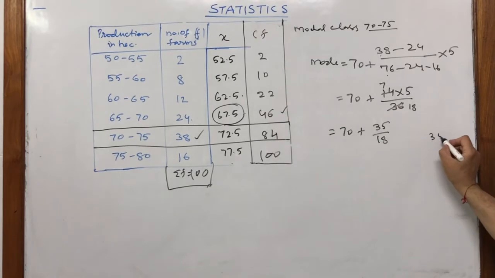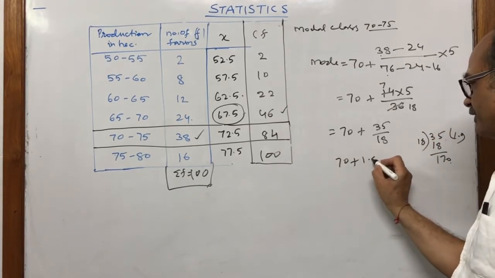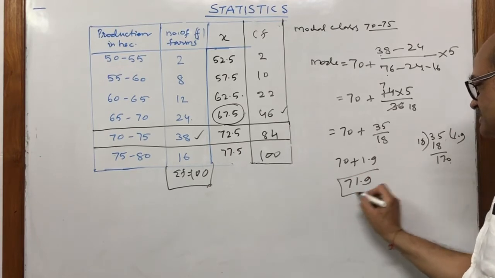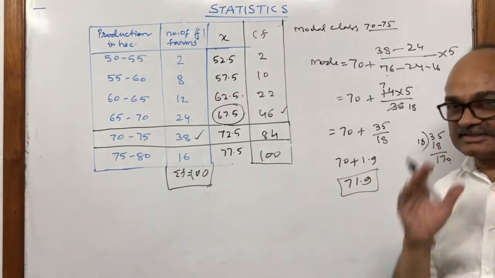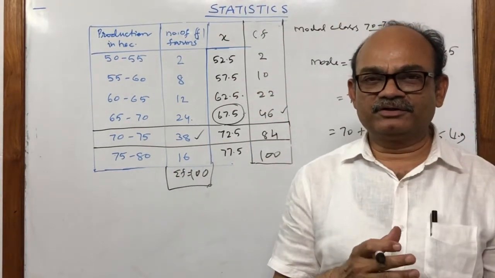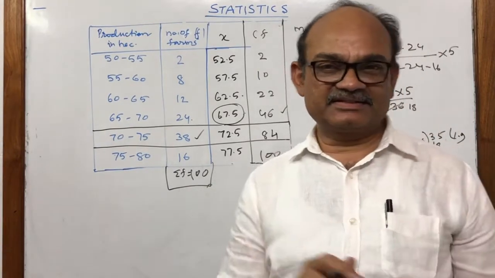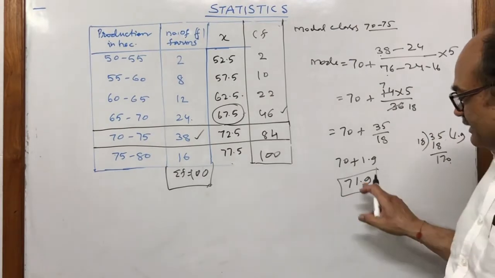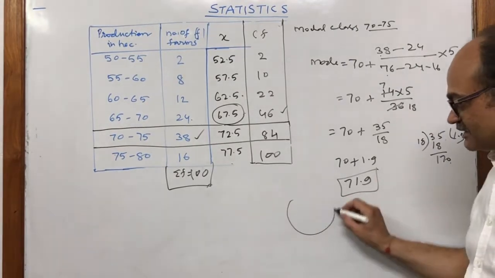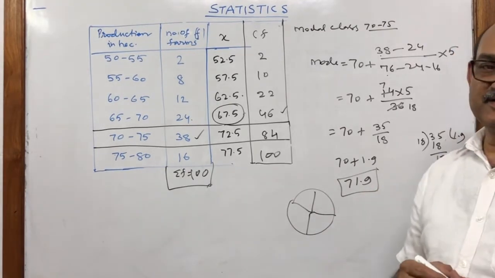Approx 1.9. 70 plus 1.9, that is 71.9 is the mode. So what is the conclusion? All the answers of central tendency, mean, median, mode, are approximately nearby. It means your answers are more or less correct, because all the three are concentrating on the center, equidistant from the center. That's why it is called central tendency.